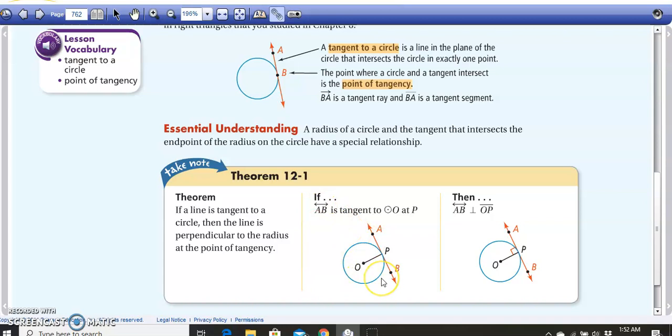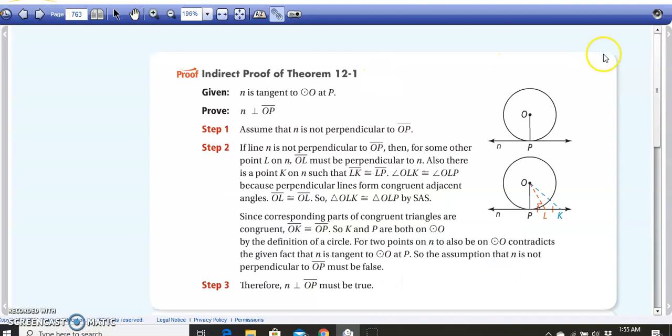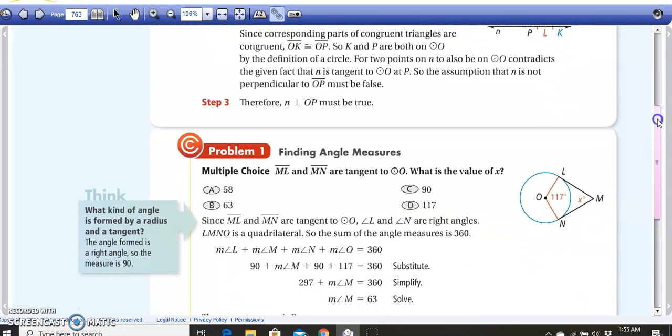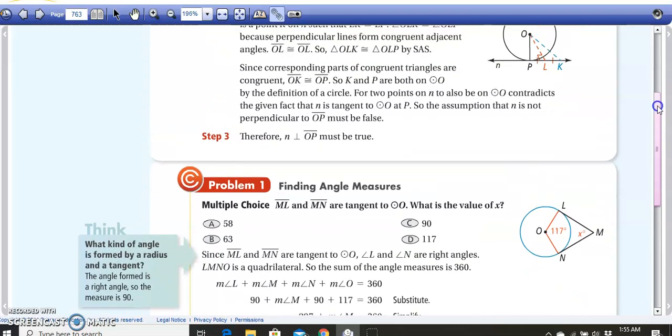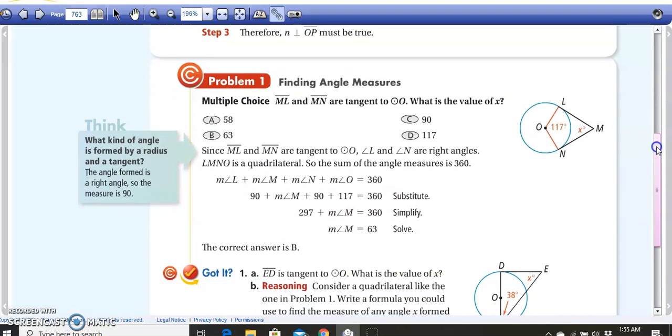Now, this intersection has a particular property. The first theorem says if a line is a tangent to a circle, then the line is perpendicular to the radius at the point of tangency. I mean, in this point P that they intersect, the radius makes a 90-degree angle with the tangent. Let's see an example about this.